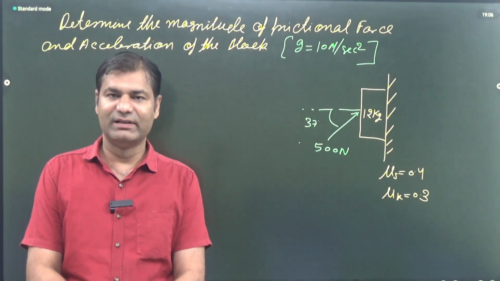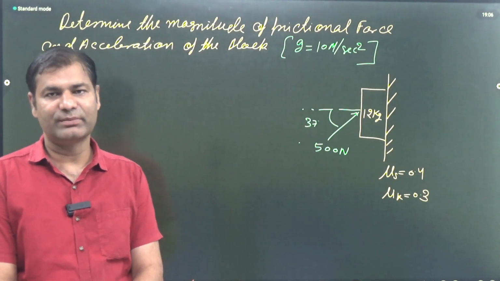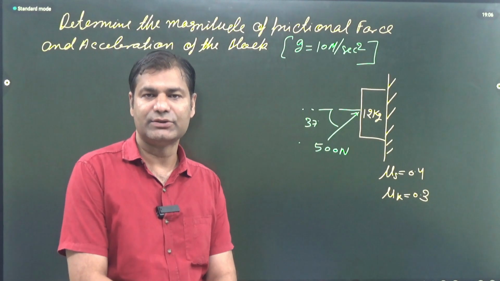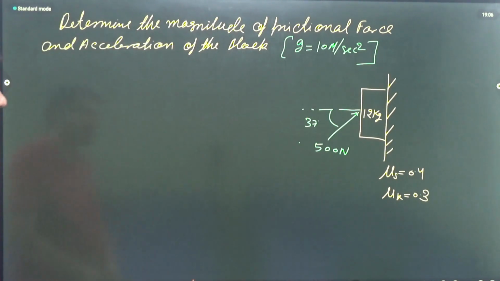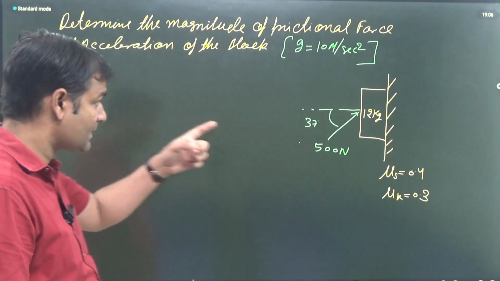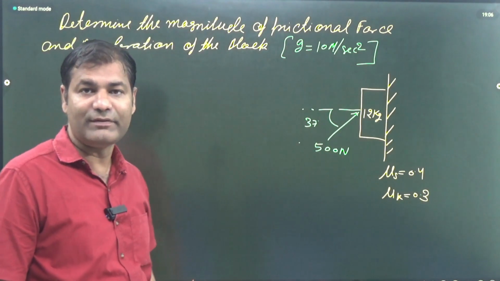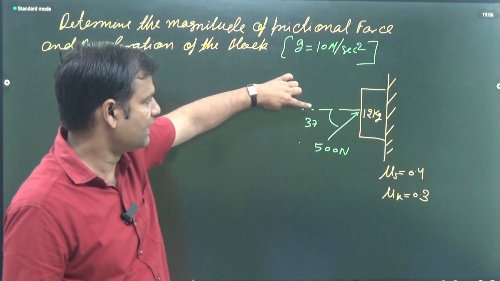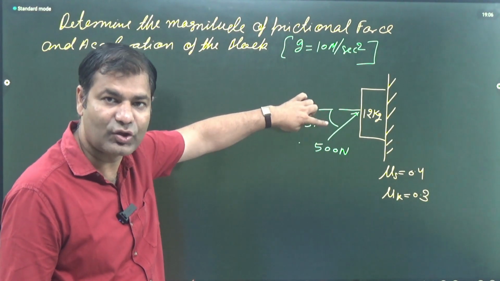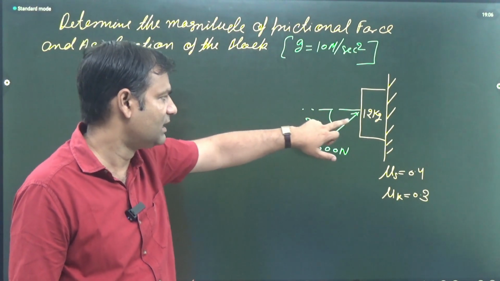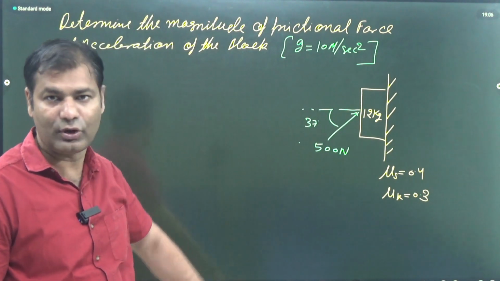Now, we have to determine the acceleration of this block and also determine the frictional force. So how can we determine it? First of all, see here, that is 500 newton at a horizontal angle of 37 degrees. This one is the horizontal angle, how much? 37 degrees, and that is a 12 kg block.